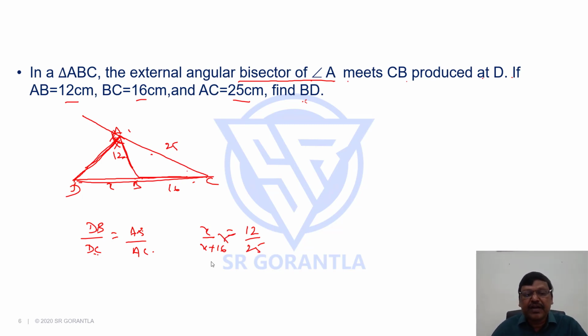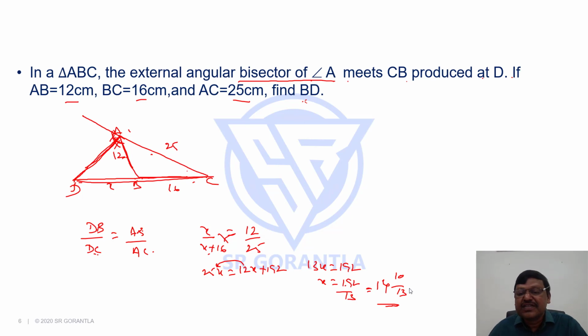If I cross multiply, 25x equals 12x plus 192. If it comes to this side, 13x equals 192, or x equals 192 by 13. 13 1s are 13, 62, 13 4s are 52, so it is 14 10 by 13 centimeters. We want BD, so BD is 14 10 by 13 centimeters.